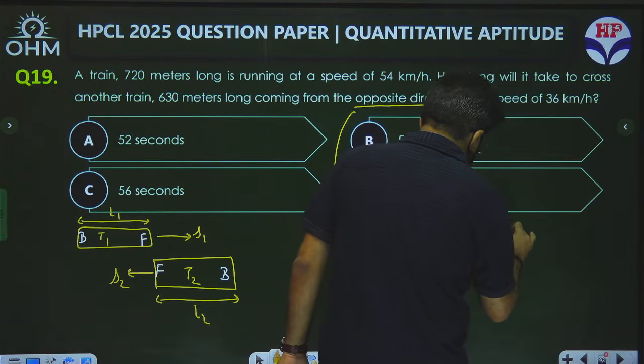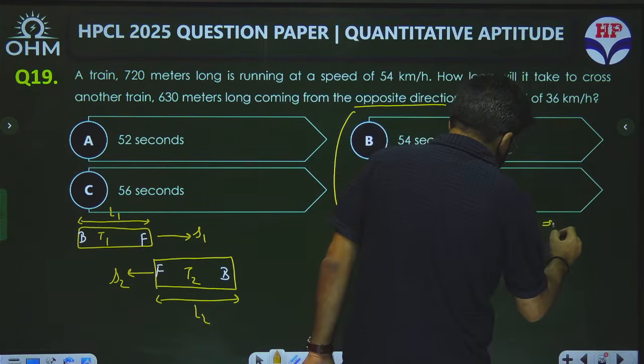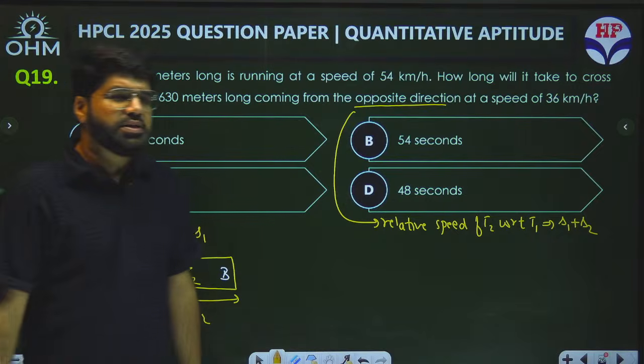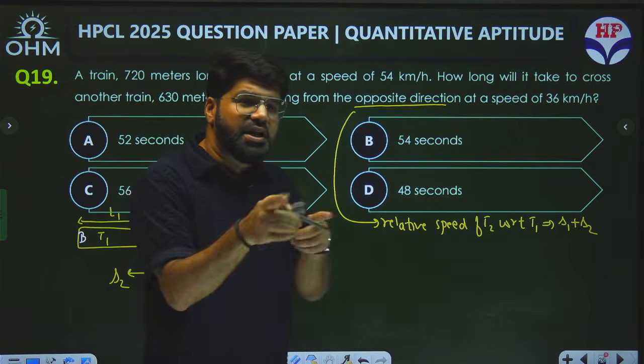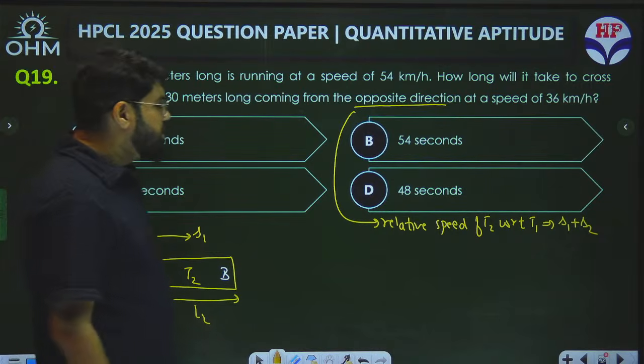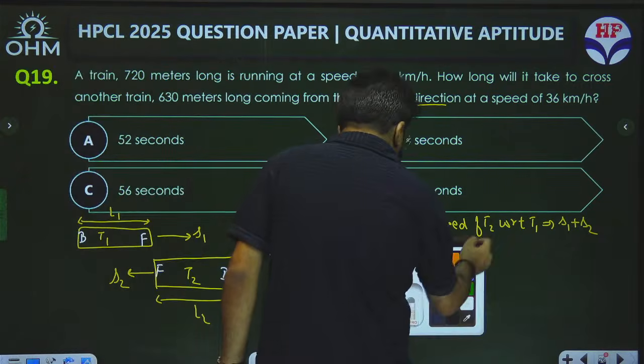The relative speed of T2 with respect to T1 is going to be S1 plus S2. When the bodies are in the same direction, it is the subtraction of the speeds. When the two bodies are in opposite directions, the speeds will always get added. Okay, now how much distance?